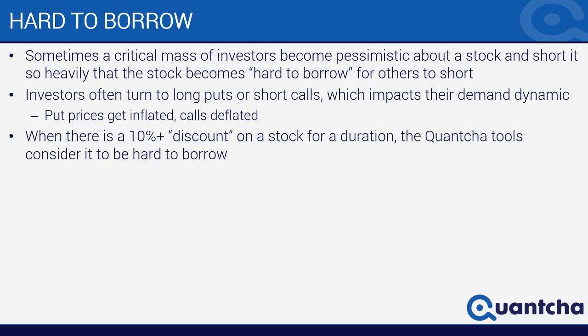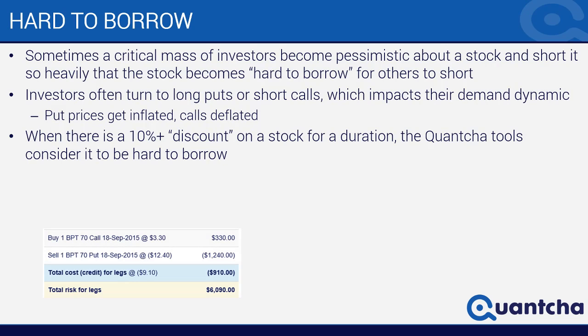Now, what we do is we look for when there is a 10% discount on a stock. That just means that you can open that synthetic long position and you end up receiving a credit that's so much that your break even point becomes more than 10% below the current price of the stock.